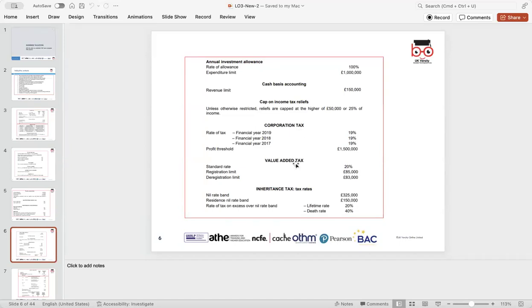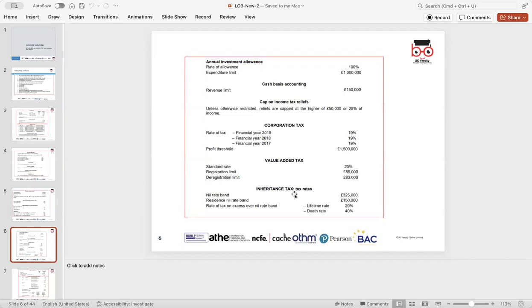Value added tax or VAT standard rate is 20%. There are registration and deregistration limits for VAT, which are £85,000 for registration and £83,000 for deregistrations.